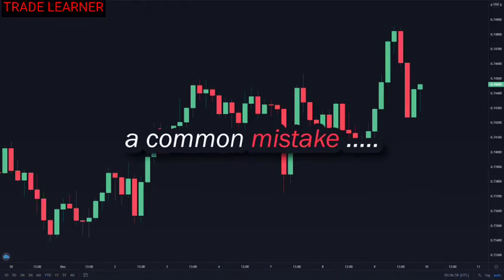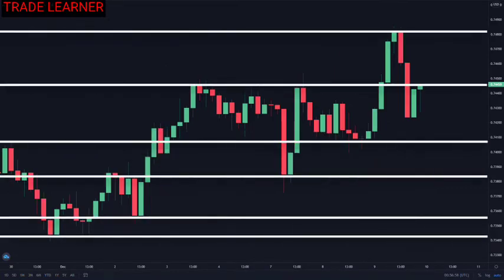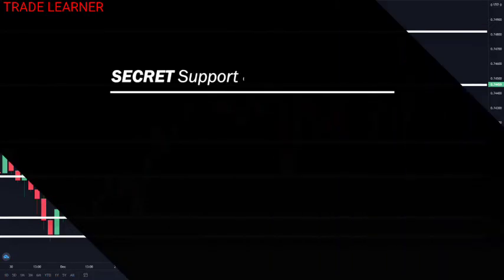So that is why support and resistance is very important. A common mistake that I see traders make is that they draw too many lines like this. We can all agree that this looks really confusing. Support and resistance is meant to make your analysis easier, not to confuse you. And the reason that traders do this is because they don't follow the secret rules of support and resistance that I'm going to reveal to you right now.